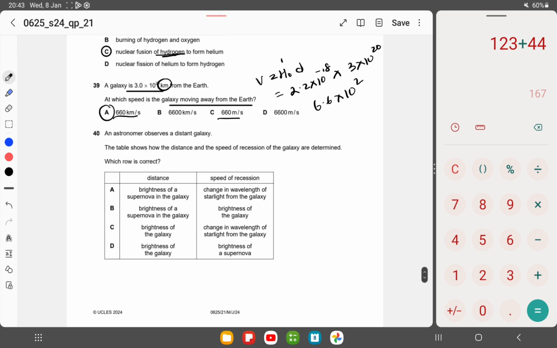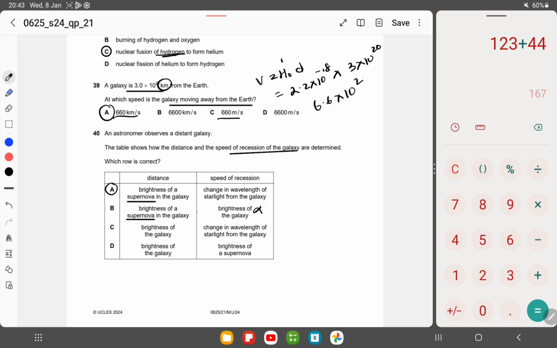And the last one. An astronomer observes a distant galaxy. The table shows how the distance and the speed of recession, which means the speed by which it is going away, is determined. Which statement is correct? Now, the distance between the object and us is determined by using standard candles. And supernova is a type of standard candle, which means A and B could be the possible answer. And speed of recession, the velocity by which it is going away, is determined by redshift. So the answer is A.